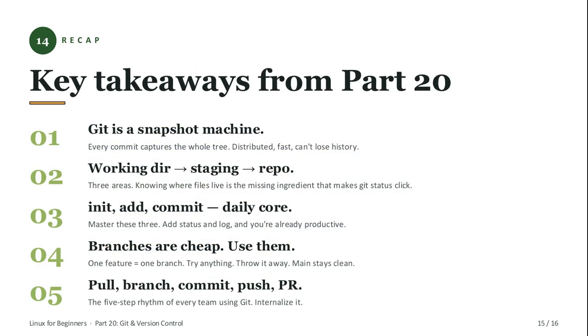So let's pull it all together. Git is a snapshot machine. Every commit captures the whole tree, distributed across every clone, so history is essentially indestructible. Files flow from your working directory through staging into the repo, and once that mental model clicks, git status finally makes sense. Init, add, and commit are your daily core. Branches are cheap, so use one per feature and keep main clean. And the rhythm to internalize: pull, branch, commit, push, pull request. That's how every team on Earth ships code with Git.